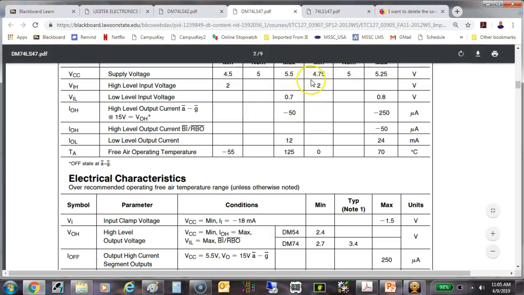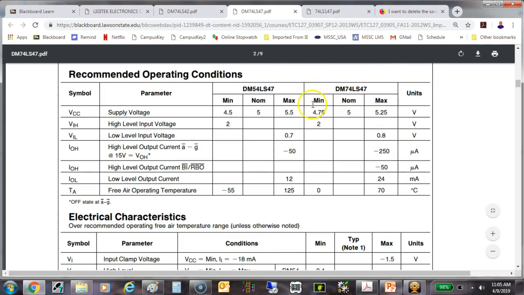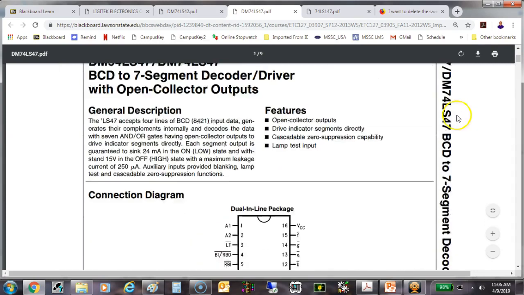Standard power supply, we already know this, is 5 volts plus or minus 5%, which means we could have a power supply between 4.75 and 5.25 volts. This is our pin out.